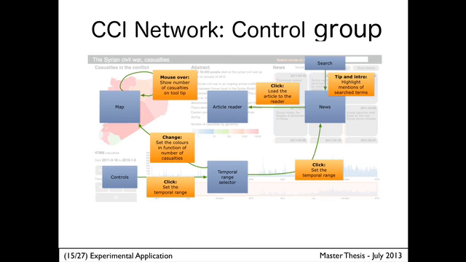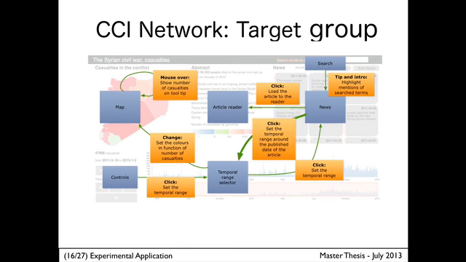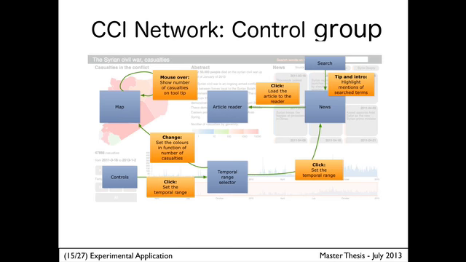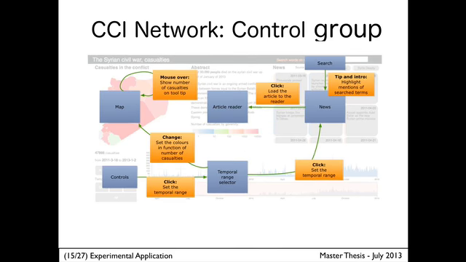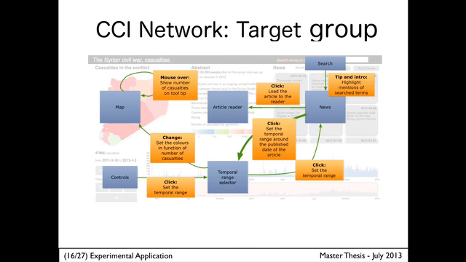This is the component-to-component interaction network for the control group, and this is the component-to-component interaction network of the target group. It is the same as in the control group, but adding a connection between the news grid and the time range selector. When an article is selected by click from the news grid, the time range selector is set around the published date of the article.